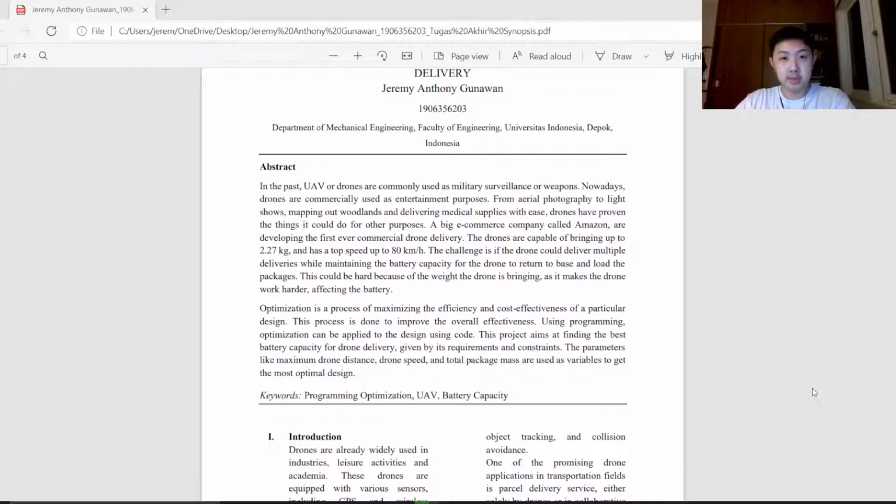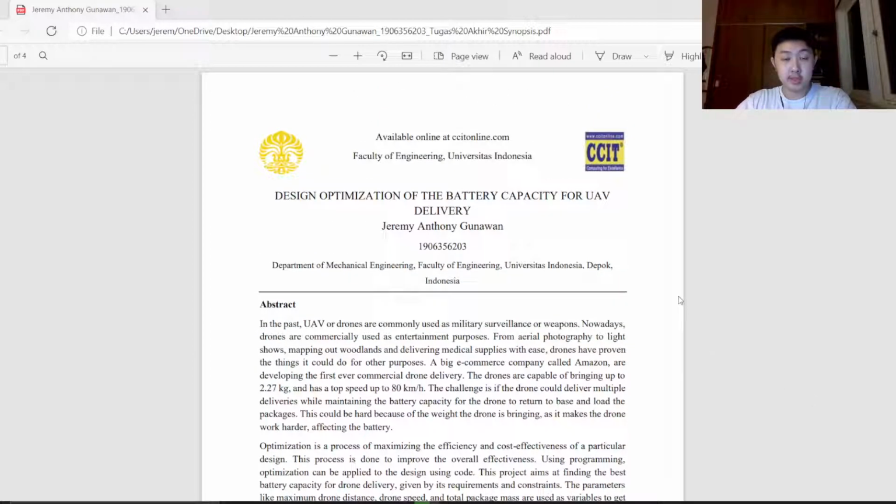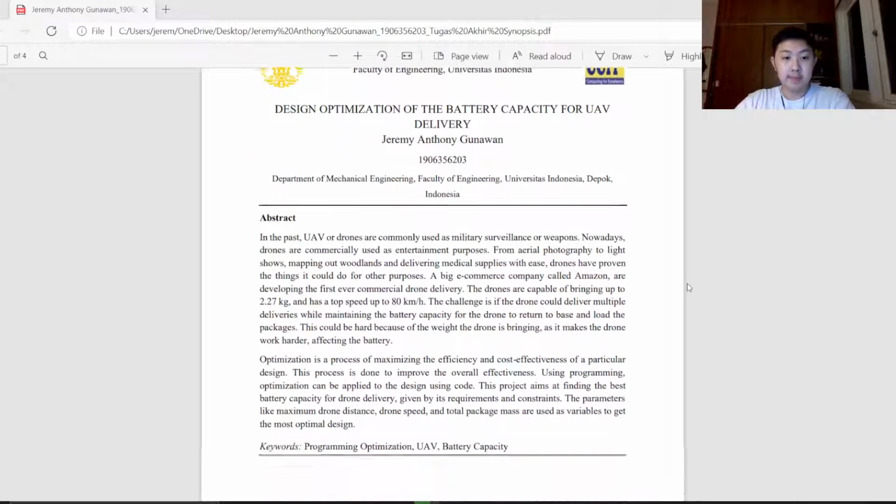My name is Jeremy Anthony Gunawan. I'm from the class Numerical Method 1, and I'm going to present about the synopsis of my final project. The title of my final project is Design Optimization of the Battery Capacity for UAV Delivery.